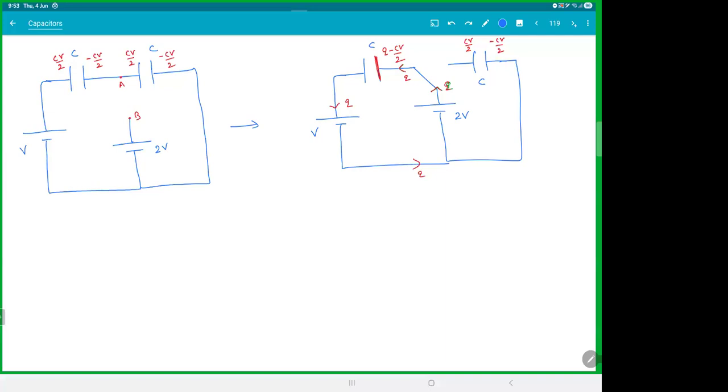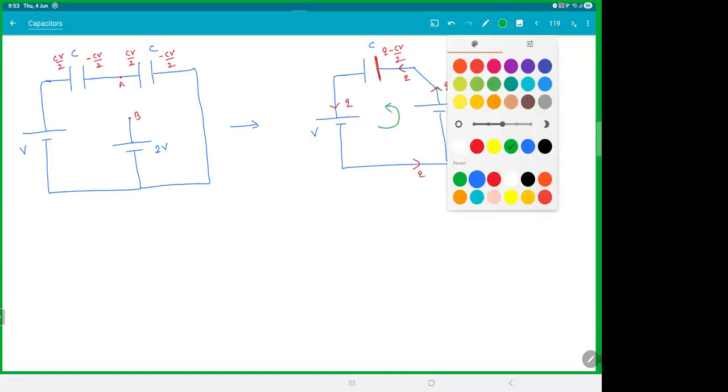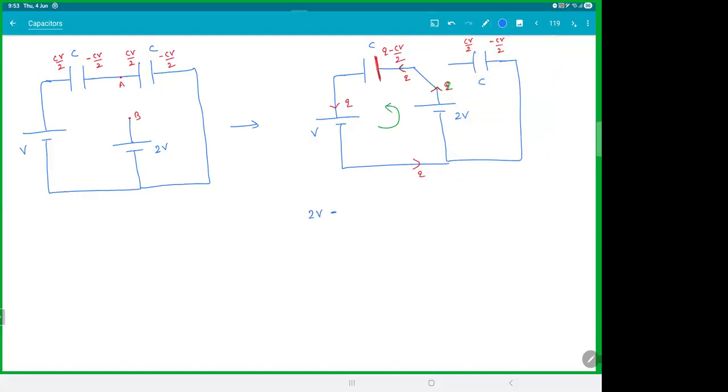The moment you close the switch, some charge will go from the battery. We don't know how much, we don't know which way it will go. So I will assume 2V is giving an extra charge Q. Apply Kirchhoff's law in this loop. That will be 2V minus Q minus CV by 2 by C minus V, because you're going opposite to the battery, you came back to the same point. You do this, and you'll get Q is equal to 3CV by 2. So this much charge goes from the battery.